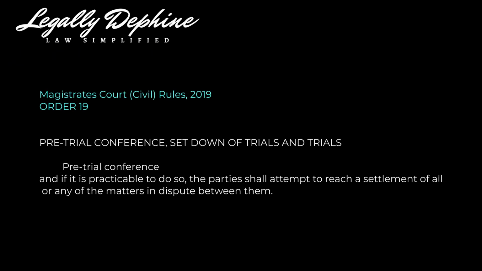And if it is practicable to do so, the parties shall attempt to reach a settlement of all or any of the matters in dispute between them. The pre-trial conference is provided for in Order 19 from Rule number 1 up to Rule number 11. You can read the rest of the rules on your own.